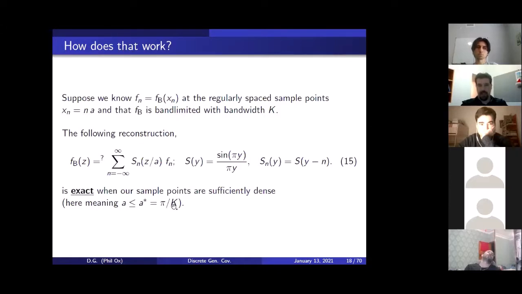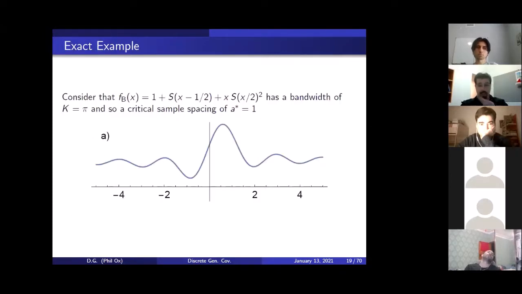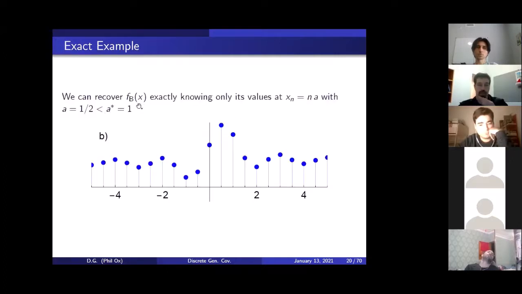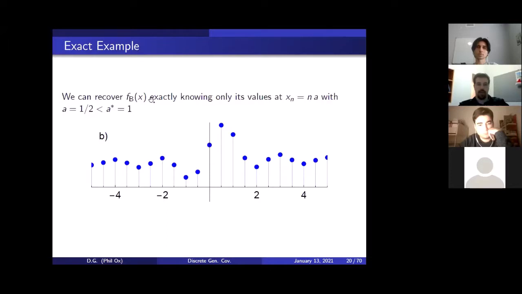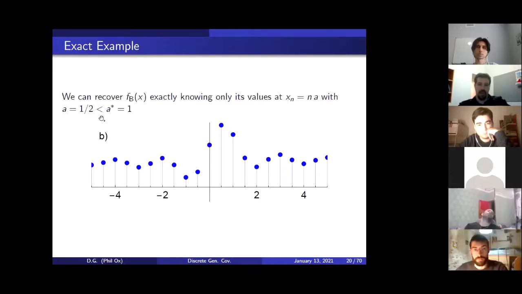All right, so that's a bit abstract. Let's see a particular example or two of how that works. So consider some function here, which is just a function I've made up, and it has a bandwidth of K equals pi, so a critical lattice spacing of a star equals 1. We can recover this function exactly, knowing only its values at these half integer locations.